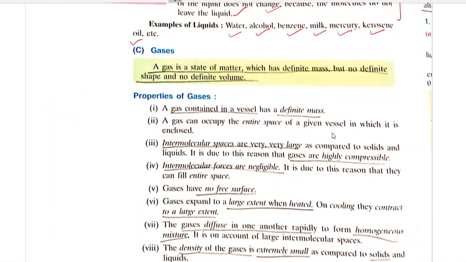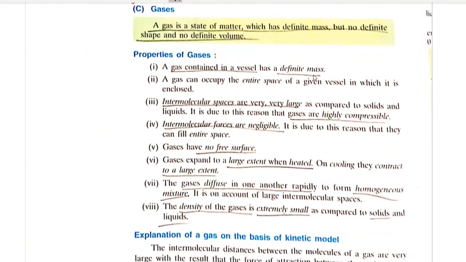A gas is a state of matter which has definite mass but no definite shape and no definite volume. A gas contained in a vessel has definite mass. It occupies the entire space of the given vessel in which it is enclosed. Intermolecular spaces of gases are very large as compared to solids and liquids. It is due to this reason that gases are highly compressible. Intermolecular forces are negligible. It is due to this reason that they fill the entire space.